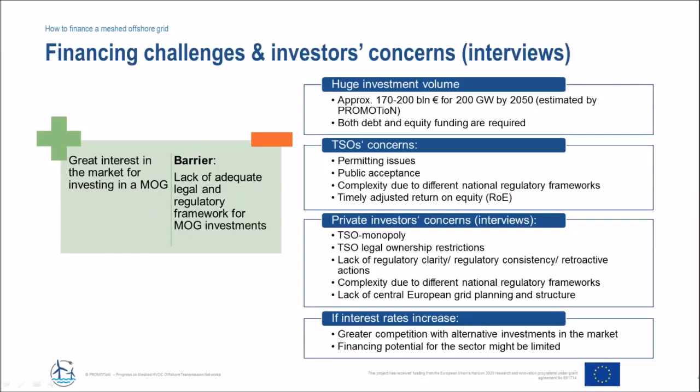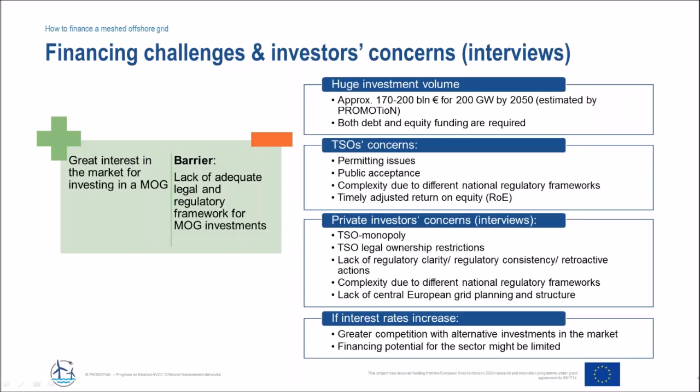Within PROMOTioN, we had several interviews with different types of investors and financiers, and the main conclusion is that there is a great interest in the market for investing in a meshed offshore grid. The main barrier is the lack of an adequate legal and regulatory framework for meshed offshore grid investments. Also, some other challenges that we have identified within PROMOTioN is, first of all, the huge investment volume. The PROMOTioN project has estimated around 170 to 200 billion euros for a 200 gigawatt scenario by 2050. This amount of money, of course, needs both debt and equity funding to be covered.